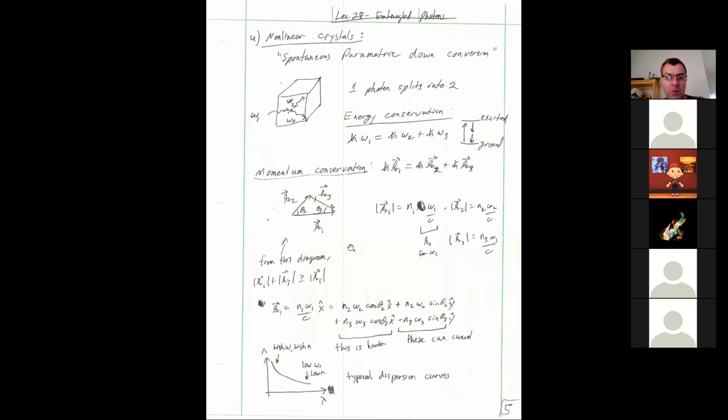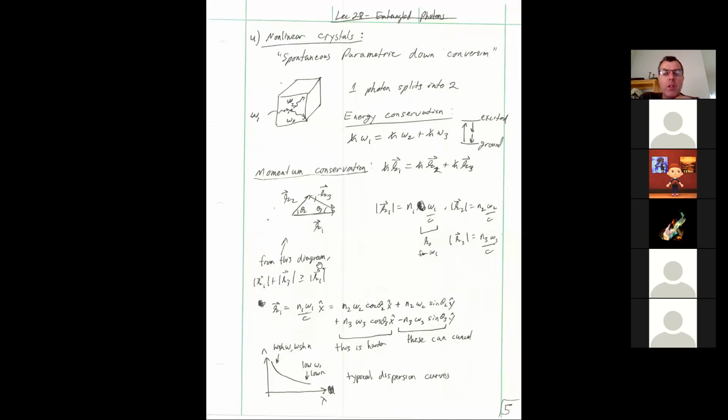Now this is actually really hard to do. There's a reason why you need special crystalline materials for this. k is n omega over c. And the way I've drawn this diagram, k1 plus k2, sorry, k2 plus k3, that's a very poorly written 2, must be greater than or equal to k1.